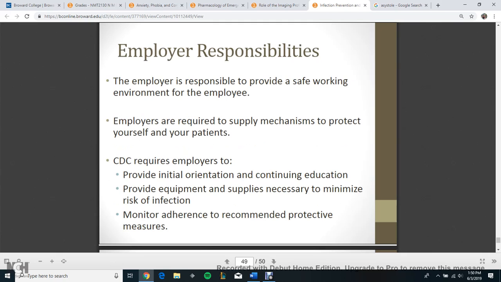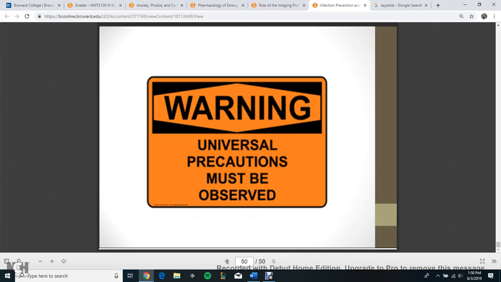Employer responsibilities. The employer is responsible for providing a safe working environment for employees. Employers are required to supply mechanisms to protect yourself and your patients. The CDC requires employers to provide initial orientation and continuing education, provide equipment and supplies necessary to minimize risk of infection, and monitor adherence to the recommended protective measures.